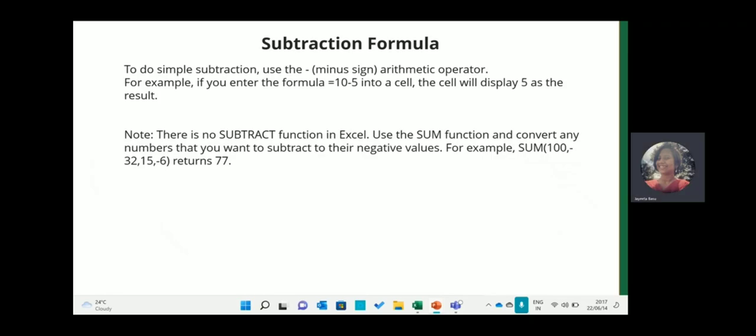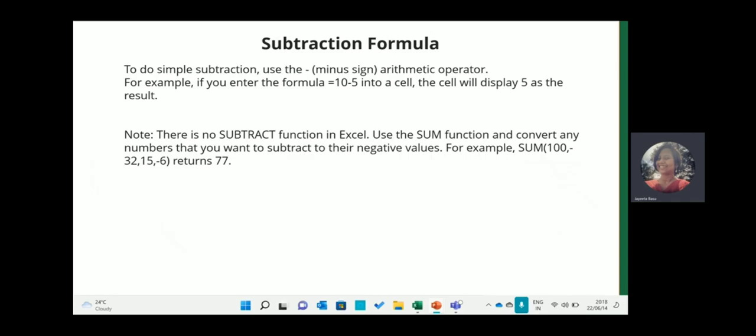Now, to use subtraction, the easiest way to do it is to use the minus sign. Now, you know what the minus sign is? The minus sign isn't the hyphen sign, by the way. So just beside 0 on your keyboard, you will see the underscore sign and the minus sign. The minus sign is something that we use as a hyphen. So you know how to look for the minus sign now.